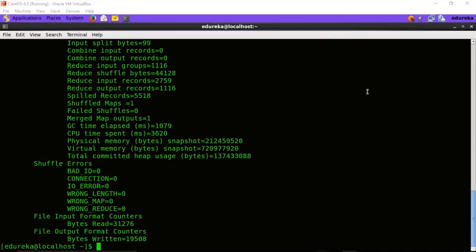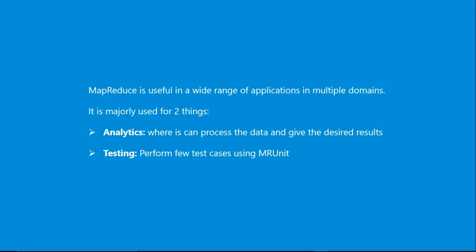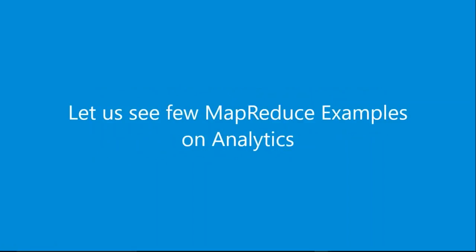Good. Now let's go back and see the next example that we'll be executing today. So MapReduce has got a wide range of applications. However, if we try to classify it, we can broadly classify it under 2 major applications. One could be analytics and the second could be testing. Using MapReduce, a lot of people perform various kinds of analytics over big data, and MapReduce can also be used for testing a particular MapReduce program, using MRUnit. So let's move on, and to start with, we'll see examples of MapReduce on analytics, right?